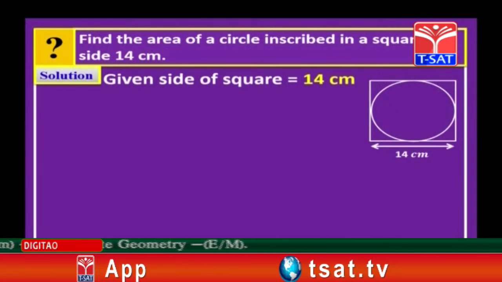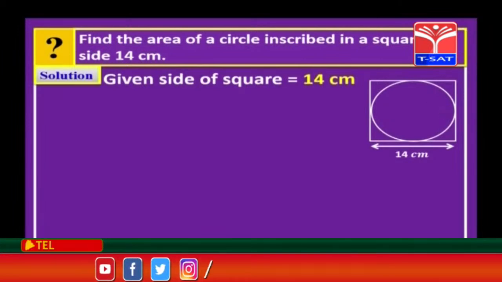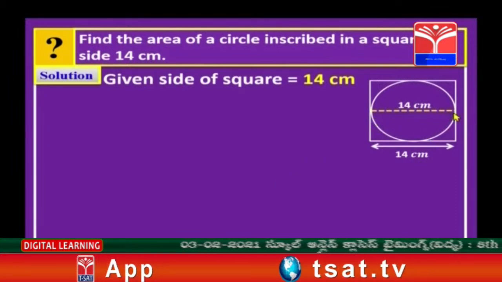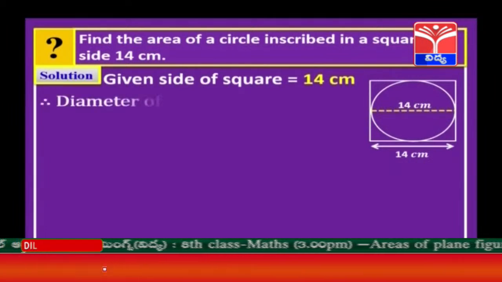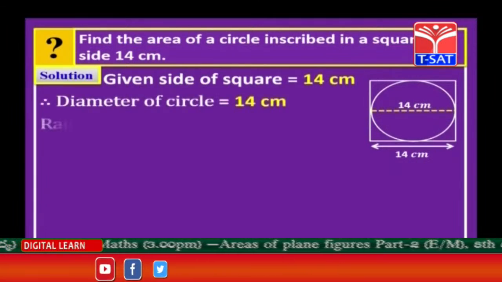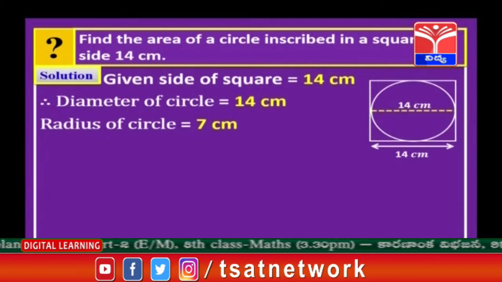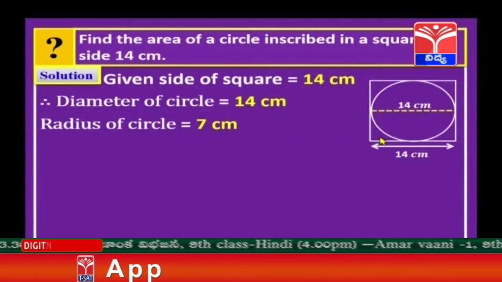Okay, children. So to find area of a circle, what is needed? You need radius. So that means first we need to calculate the radius of the circle. Okay, children. Let us see how to calculate. So here, since the side is 14 centimeters, so this 14 centimeters become the diameter of the circle. So diameter of a circle is 14. Then what is radius, children? Yes, radius will be half of the diameter. So half of 14 is how much? 7. So radius of the circle is 7 centimeters.